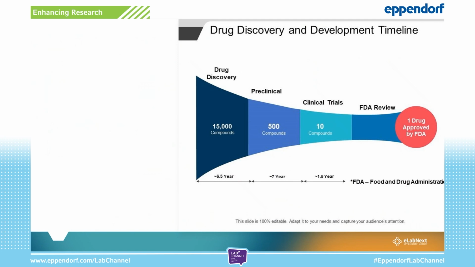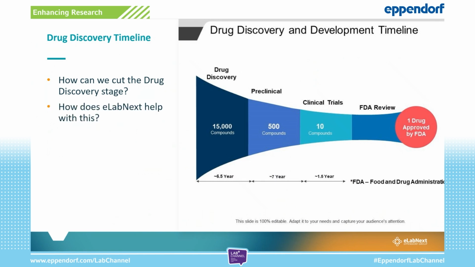So when we look at the drug discovery and development timeline, we see that this is something that takes a very long time. So this allows us to come up with these questions where we say, okay, how can we cut the drug discovery stage when you have 15,000 compounds at best? And how do you pick the right compounds in order for you to do your clinical trials? How does eLabNext help with this? This is another question. Well, we are not in the drug discovery, but we are in the previous stages that allow you to collect the data in the right way to get you ready to be AI ready in order for you to be drug discovery ready.